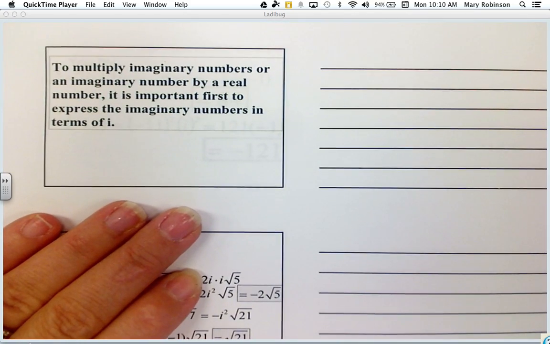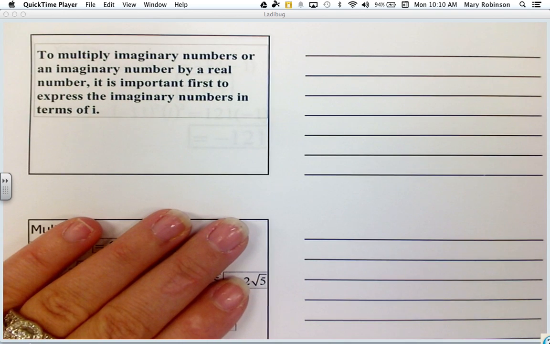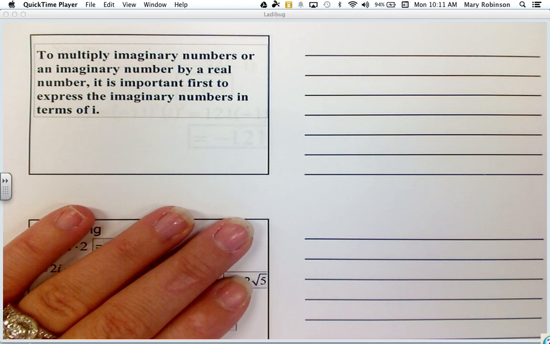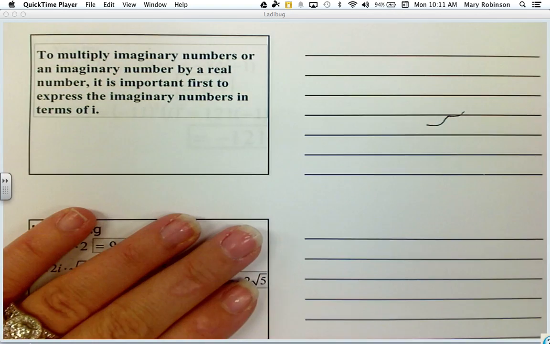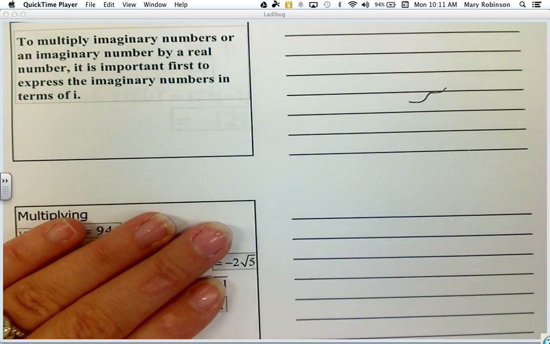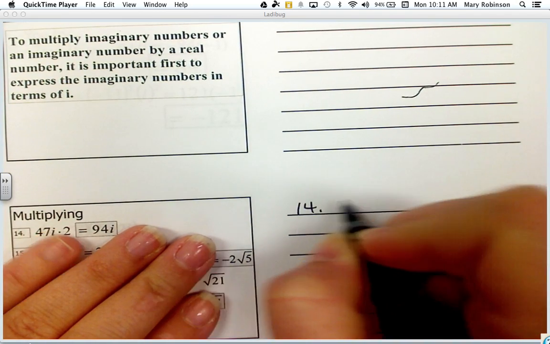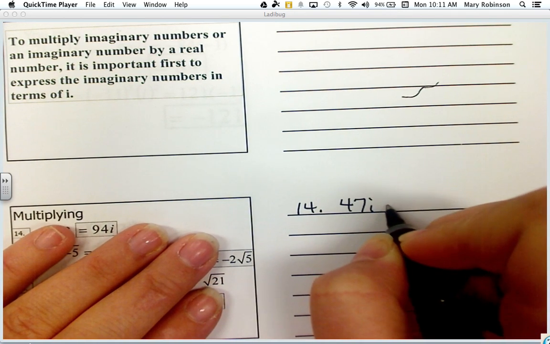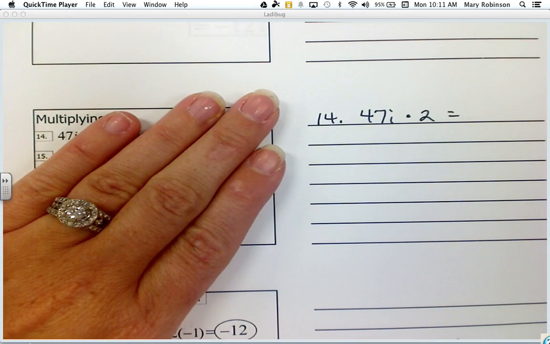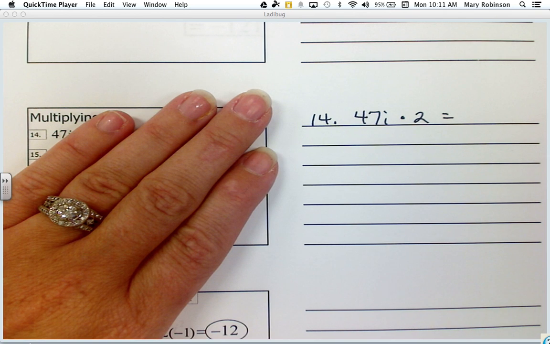So next on our slide here it says, to multiply imaginary numbers or an imaginary number by a real number, it's important first to express the imaginary numbers in terms of i. So what we mean by that is if we end up with i to a larger power, we should remember what we learned about i squared, i cubed, and i to the fourth and simplify those. So press pause to make sure you write that down. This next slide we're going to multiply. And you'll recognize that the rules of multiplying fall right in line with multiplying any other polynomial expression.